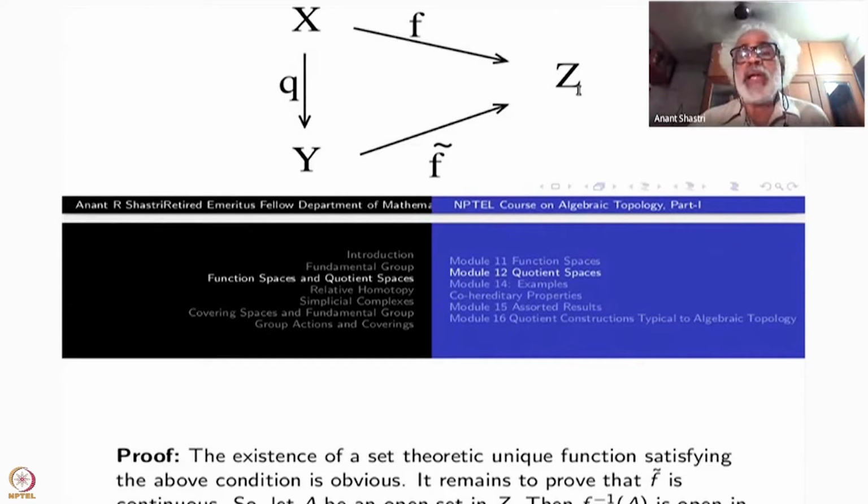So I have to take the open subset U here, F twiddle inverse, then Q inverse. So that must be open in X. But F twiddle inverse, Q inverse, is nothing but F inverse, because F is nothing but Q composite, F twiddle composite Q. So if F is continuous, F inverse of U is open here, so we are done.